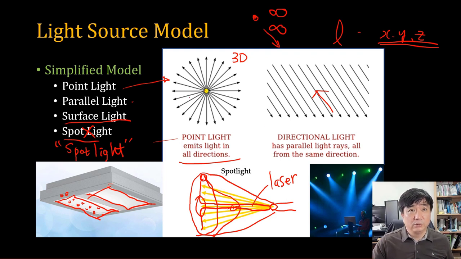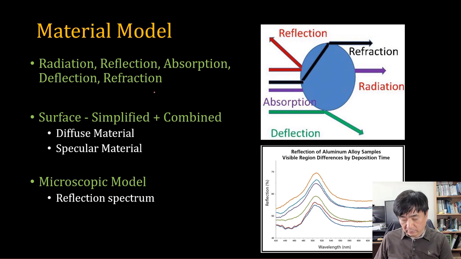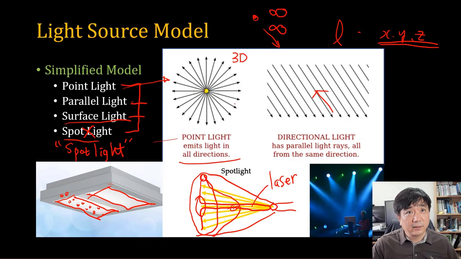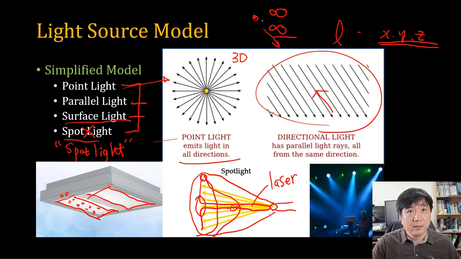Generally we use these four kinds of light source models. Sometimes we assume that the direction of light has its distance almost infinite, and the size of the energy is almost infinite. So if the material object is located here or here, there is no difference in the directional light case. But in the point light or spotlight case, it spreads.